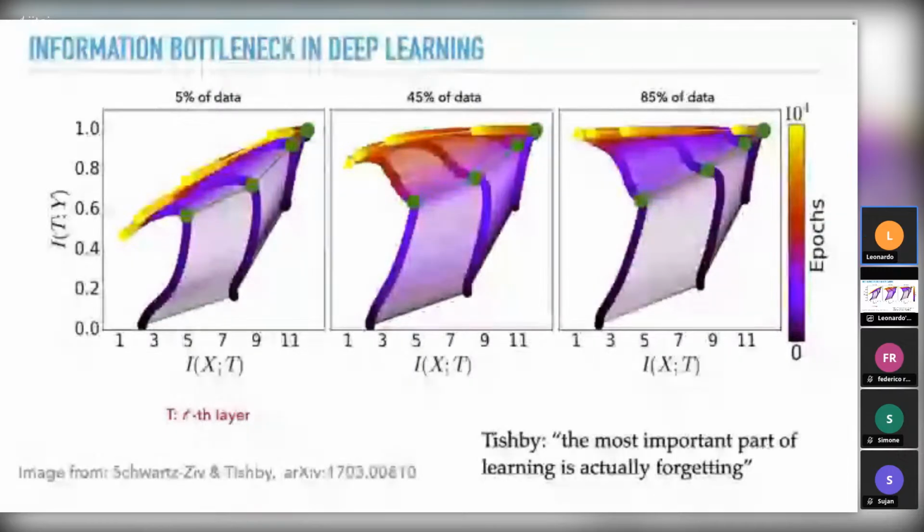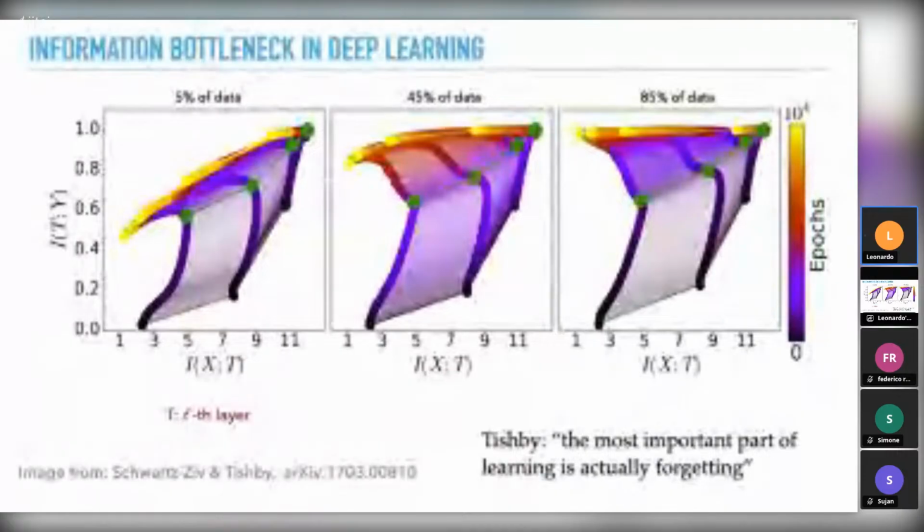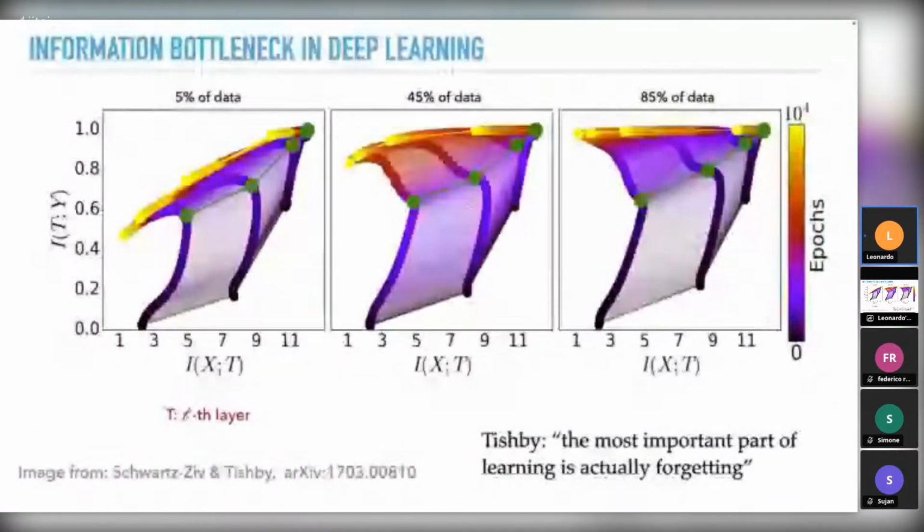Basically. Okay. Now you see here there are three plots. In this plot you have 5% of the data. What happens when you have so few data points is that, okay, it learns, but at a certain point, you see it's going down. Going down means that the network starts to overfit. So it's like fitting noise, not learning the feature.